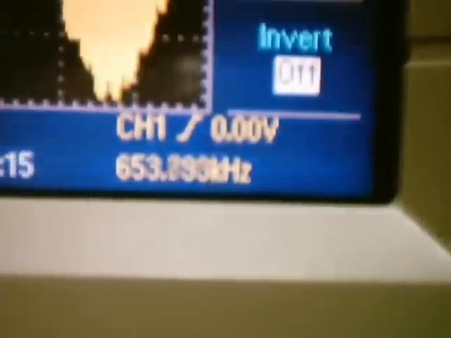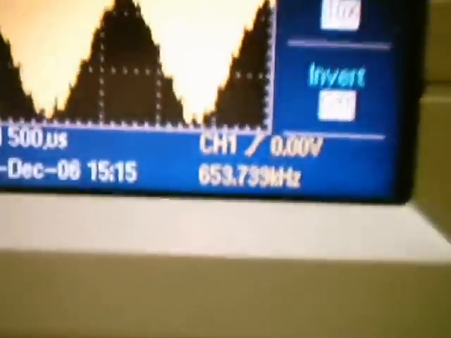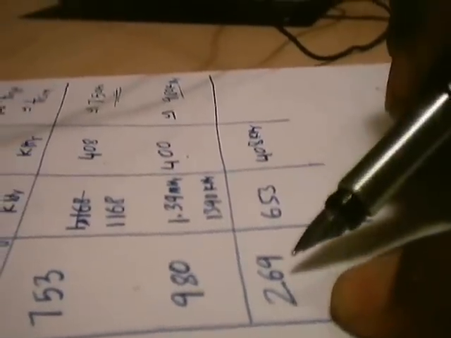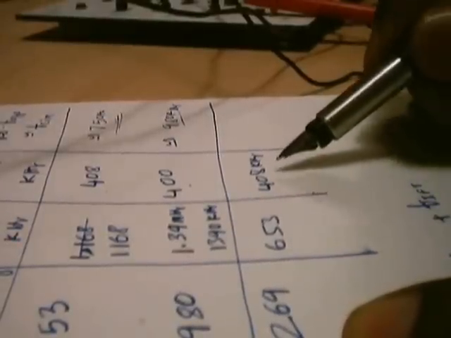So if you can see, the frequency is 653. So we can just fill in this. This is 653 kilohertz. You can see the addition of these two, 269 plus 408 approximately comes to around 653 kilohertz.